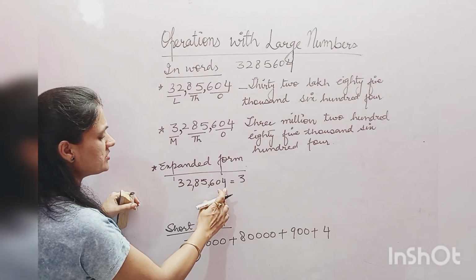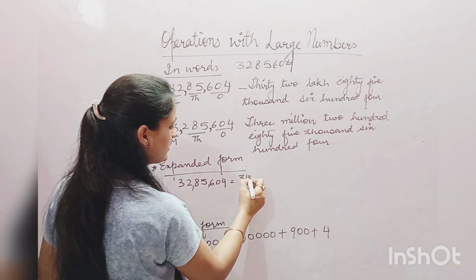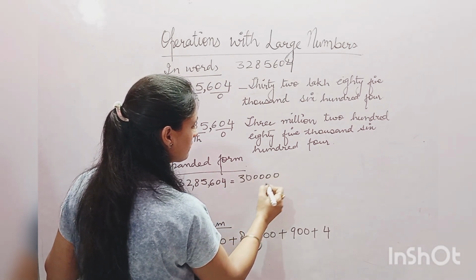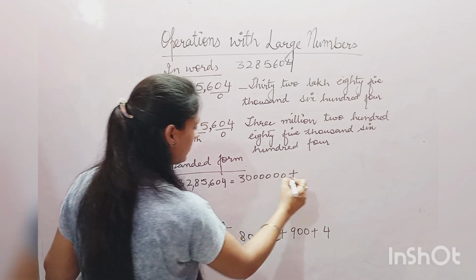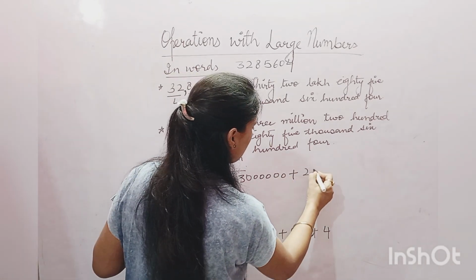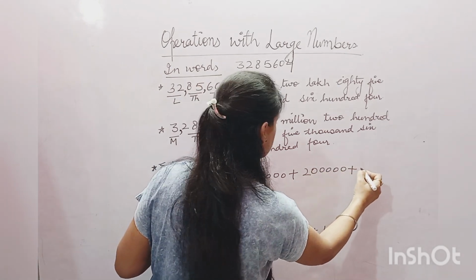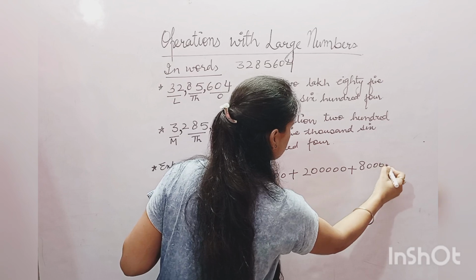I count the number of digits here. 1, 2, 3, 4, 5, 6. So 6 zeros. That is the simple way to write down the expanded form. Then plus, next is 2. It is at which place? 2 lakhs. So we know how many zeros in lakh? 5 zeros. After that, 8 is at 10,000.